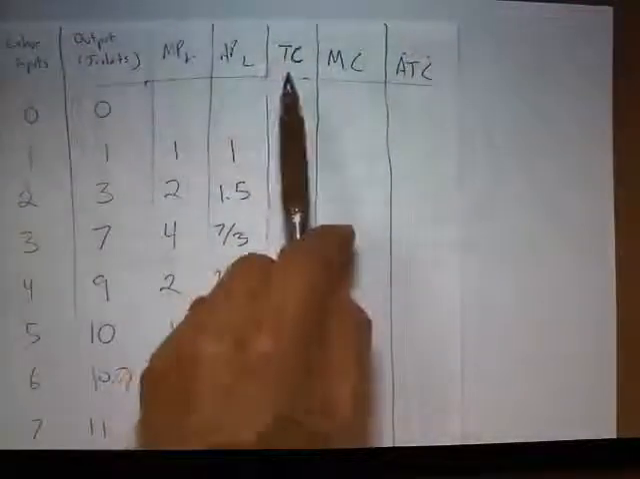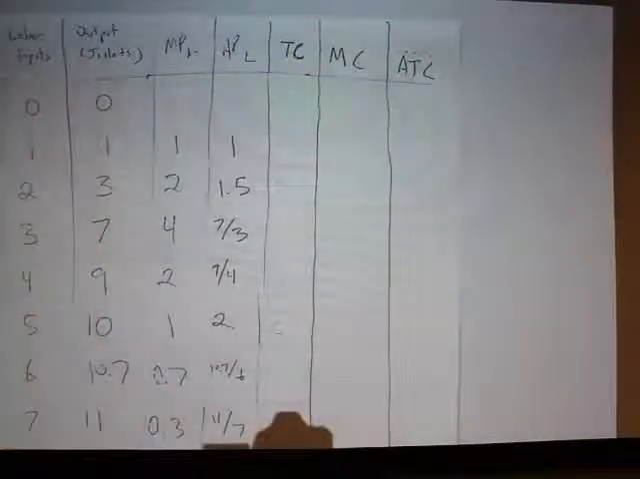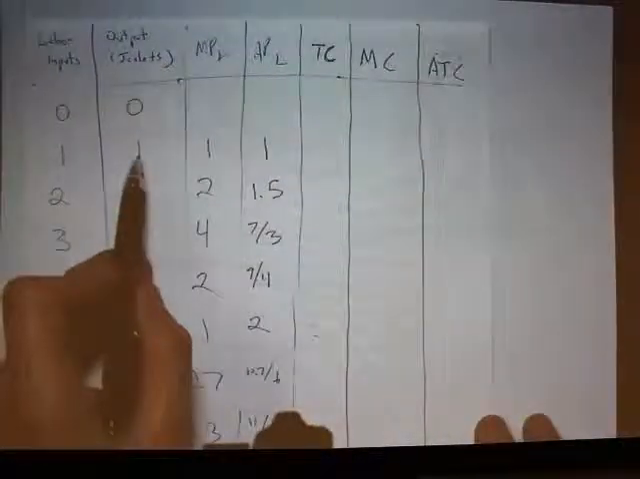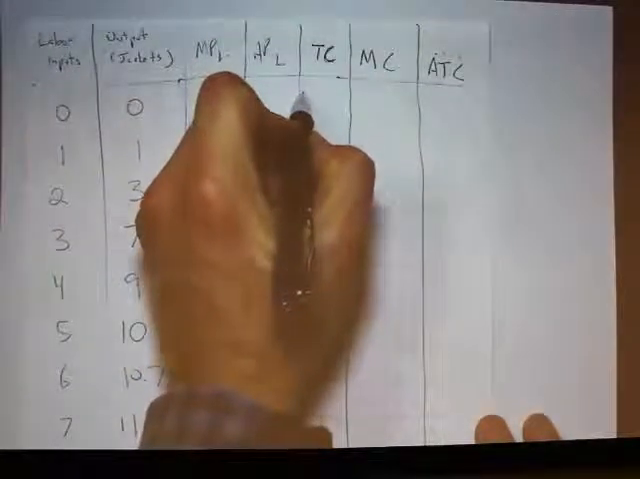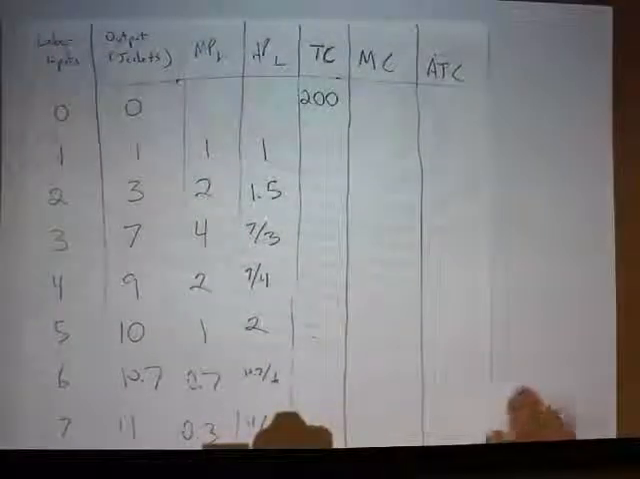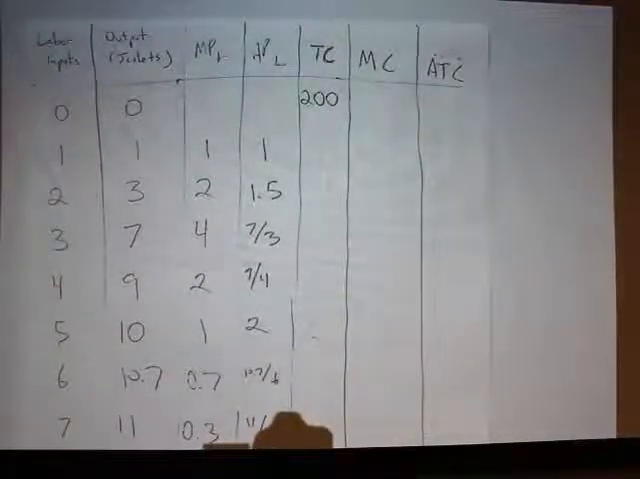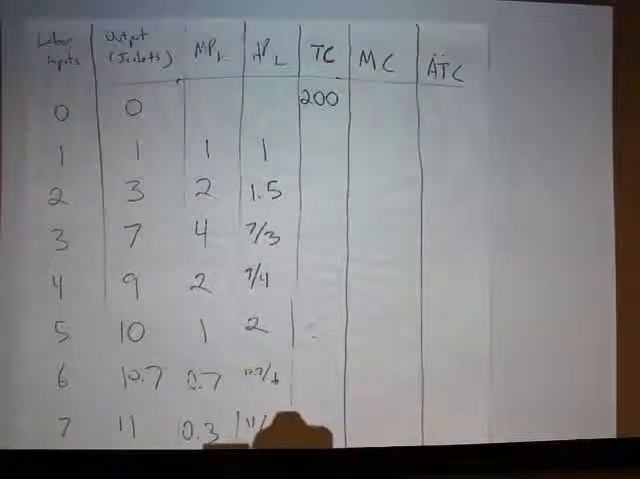Now, let's calculate total cost. The total cost function relates total costs to output. So when we're producing 0 jackets, what's the total cost? You might think 0, but you'd be wrong, because it's 200. Even if you're not producing anything, you're still paying rent on your factory and machines. So when you're producing 0, total cost is 200, because you still have to pay the fixed costs.